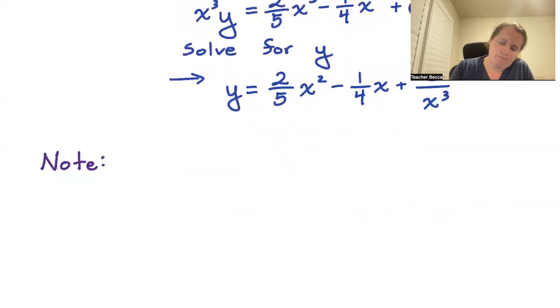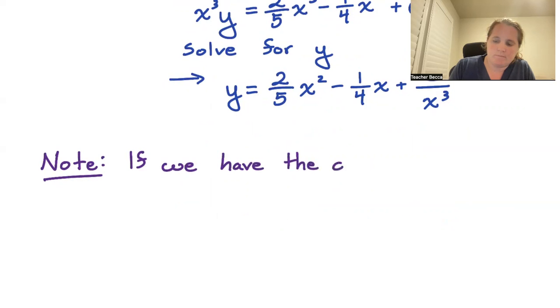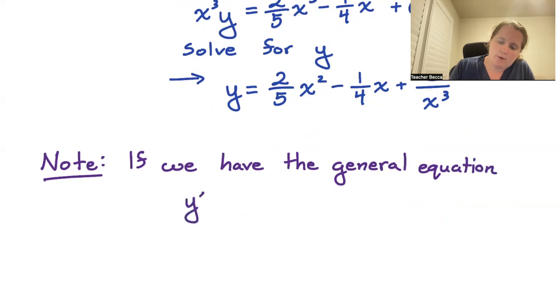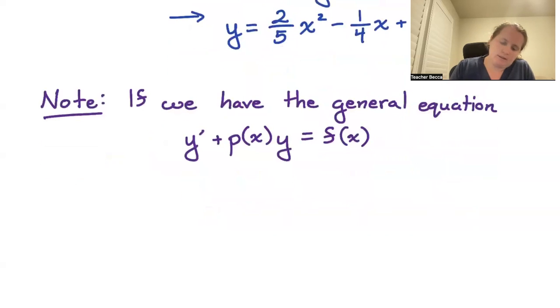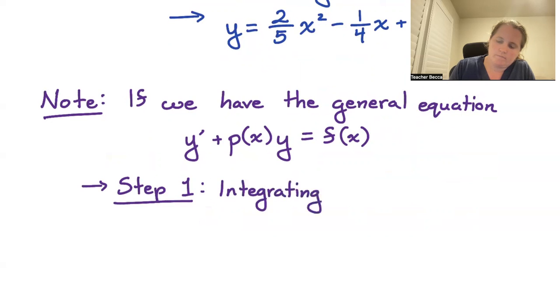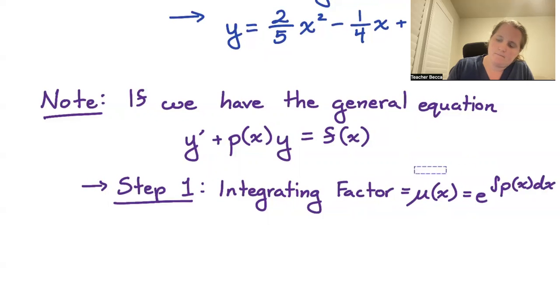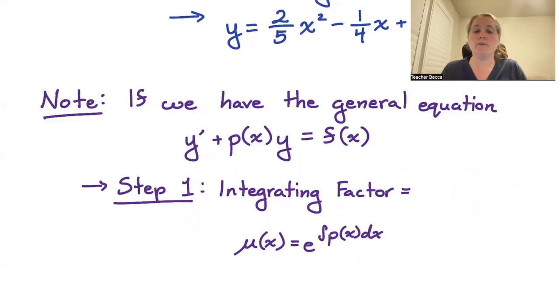Just a quick note. In step 1, if we have, just in general, the general equation y prime plus p of x times y is equal to f of x, then step 1 would yield that the integrating factor is mu of x equals e to the integral of p of x dx. That's what we saw when we were first looking at integrating factors.